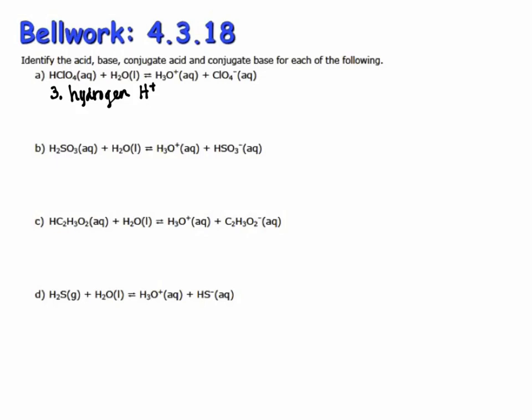So, according to the Bronsted-Lowry, acids are ones that donate hydrogen ions. And at number 4, instead of hydrogen ions for bases, what do we have? Hydroxide. And those are OH minus. And instead of donating protons, they accept the hydrogen ion.